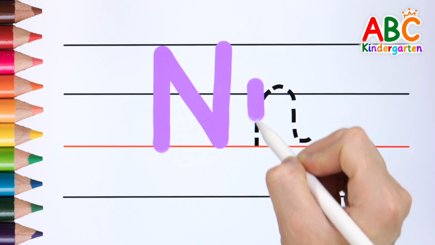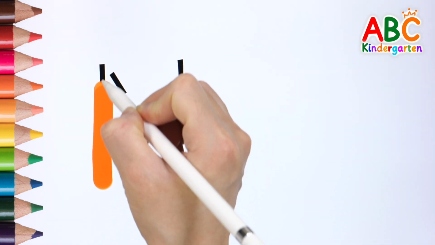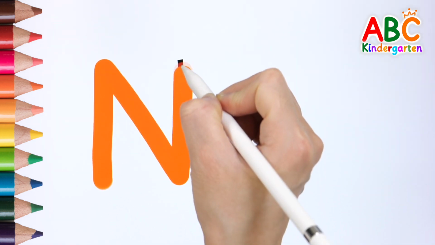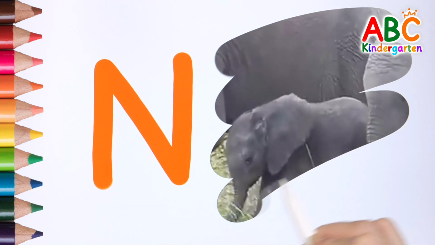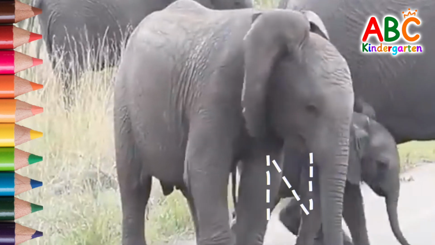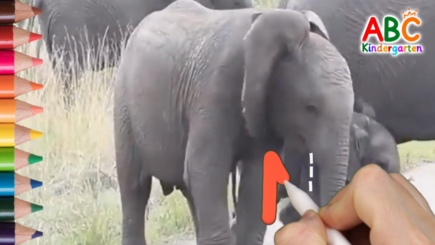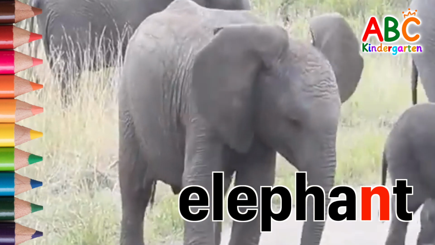Uppercase N. Lowercase n. N. It is an elephant with big ears and a long nose. There is an N in the word elephant. N. Elephant.